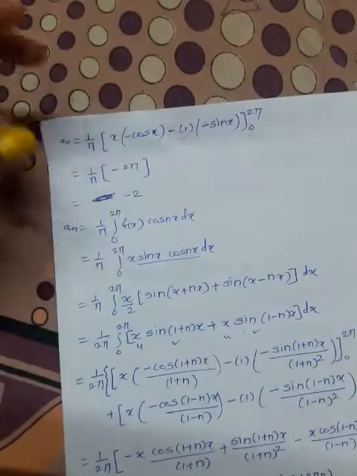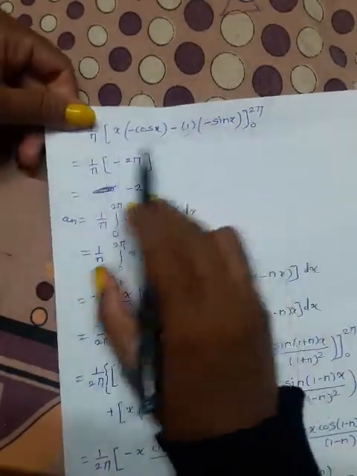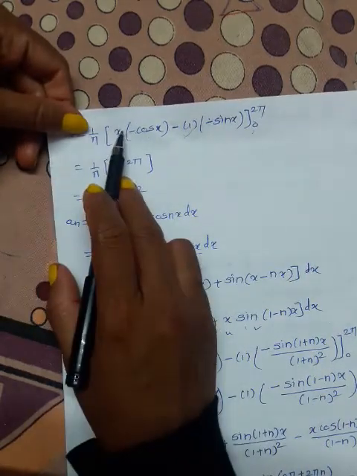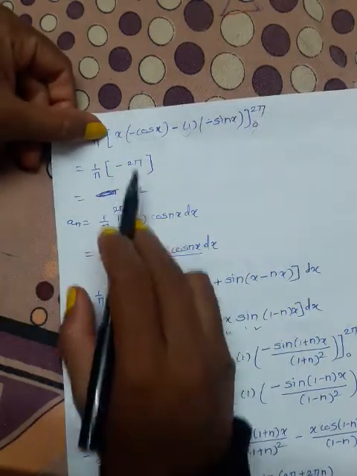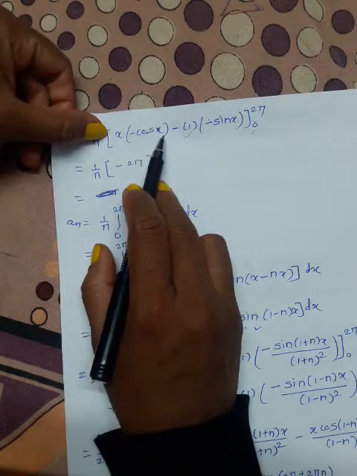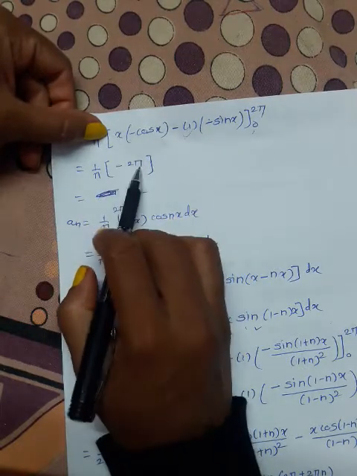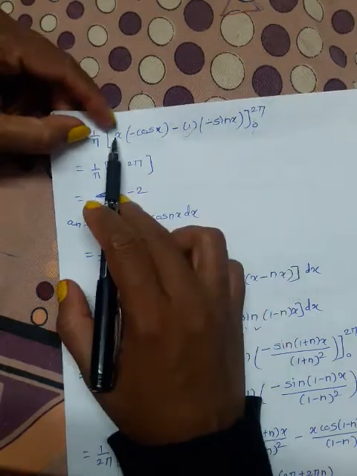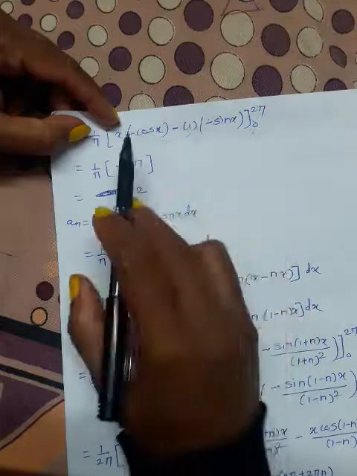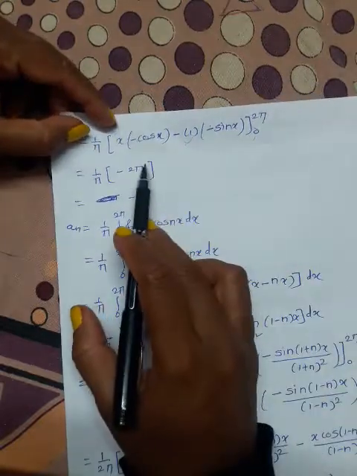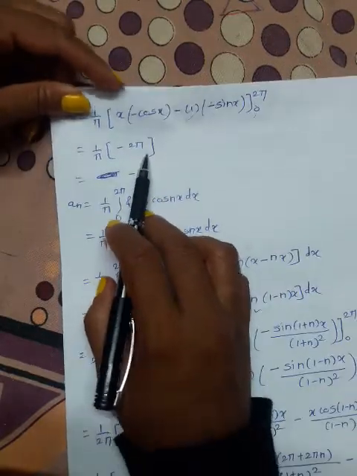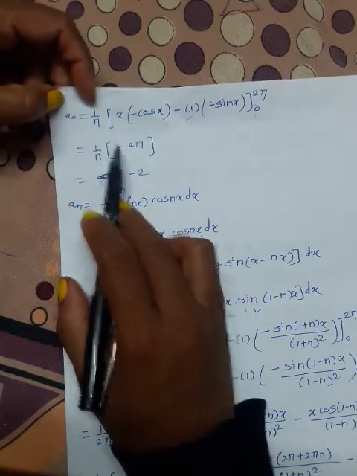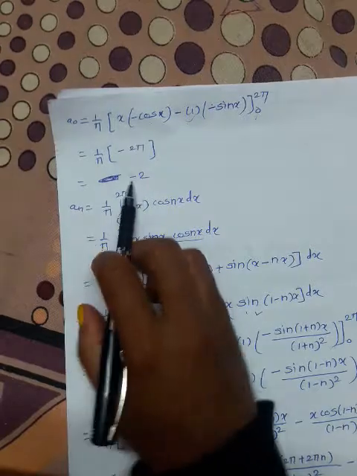Now put the value of the upper limit and lower limit. We know sin 2 pi and sin 0 is 0, so no need to write this term. Now here put the value of x equal to 2 pi, and we know cos of 2 pi is plus 1, so it becomes minus 2 pi. And for lower limit 0, everywhere it becomes 0 into anything is 0, sin 0 is 0. That's why the process is completed here. Now minus, pi gets cancelled. The answer is a naught equals -2.